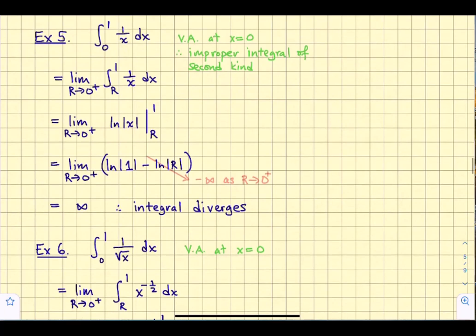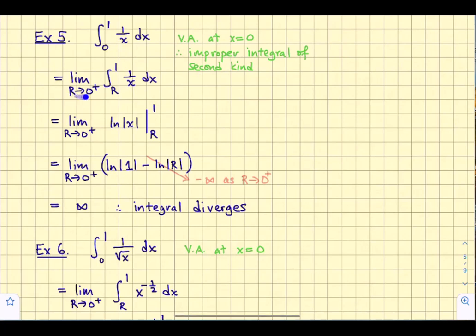Example 5. Let's look at the integral from 0 to 1 of 1 over x dx. Notice this is very similar to one of our examples earlier, except there we were integrating from 1 to infinity, and here we're integrating from 0 to 1, and that makes an important difference. Of course, this function has a vertical asymptote at x equals 0. This is an improper integral of the second kind.